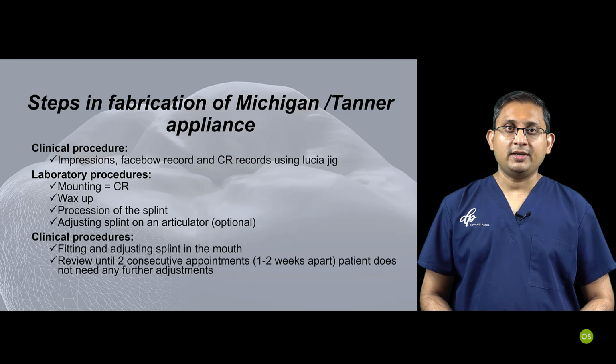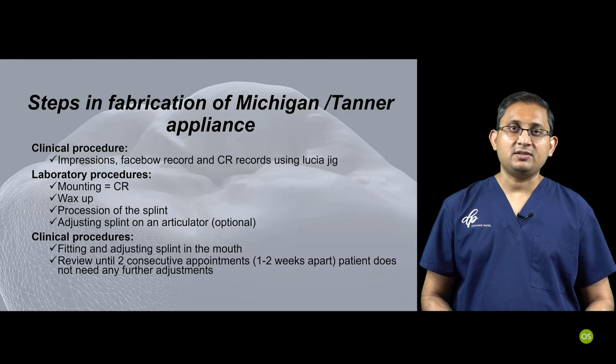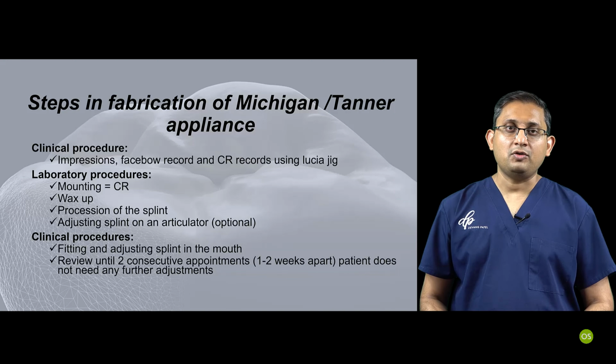However, if you are just looking to make a Michigan splint, you don't really need to mount your models. All you need to do is send the technician a good set of impressions, face-bow records, and interocclusal records. They will make the Michigan splint for you, send it to you, and then you follow on to the next step.